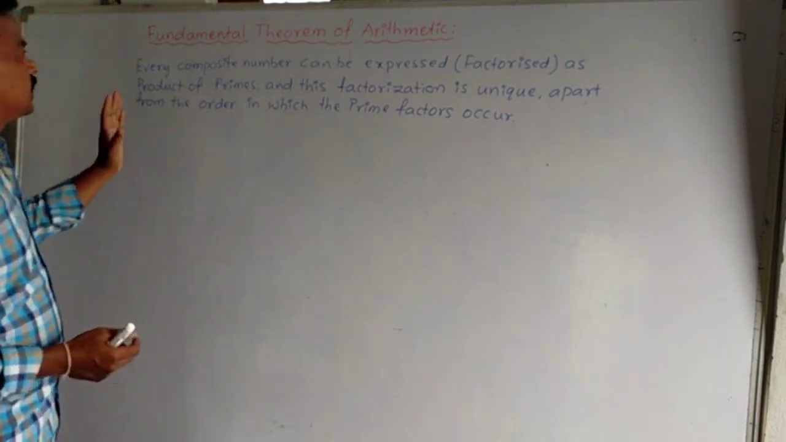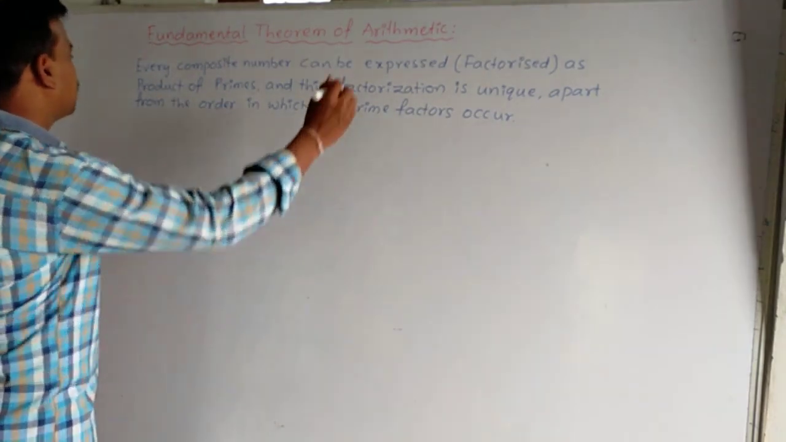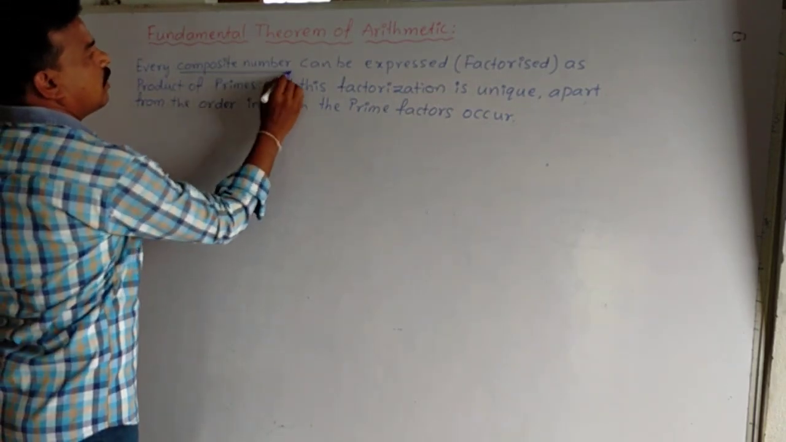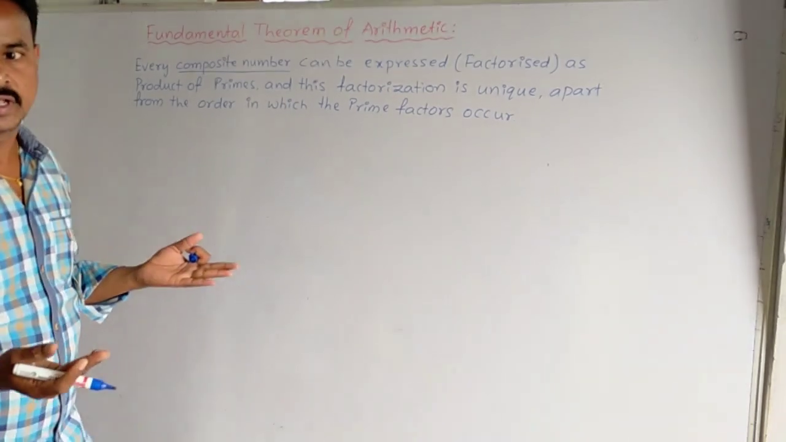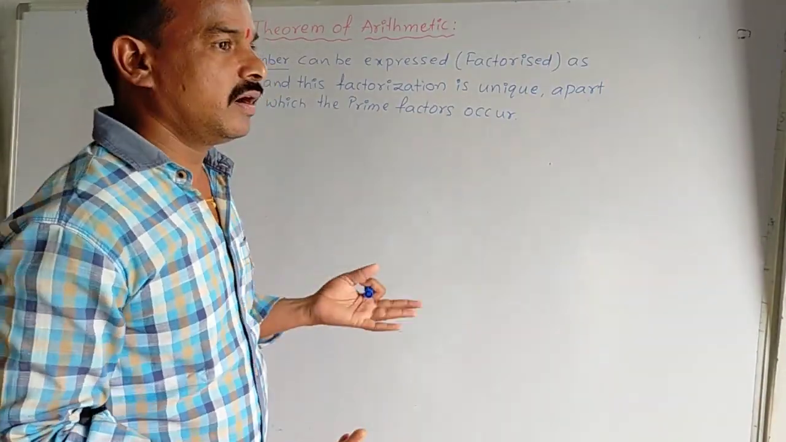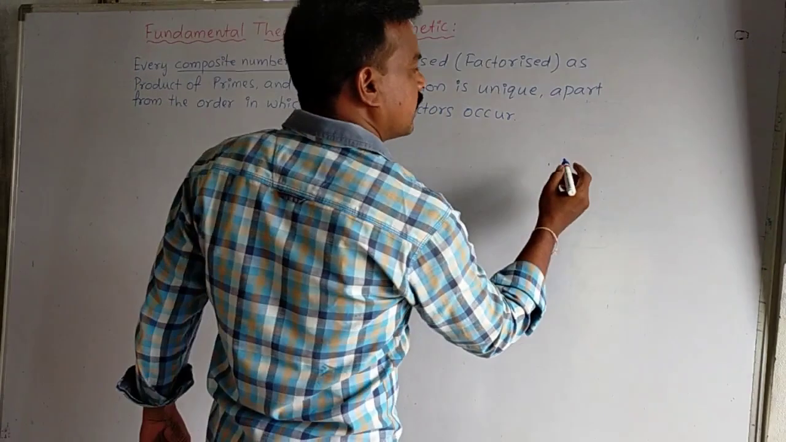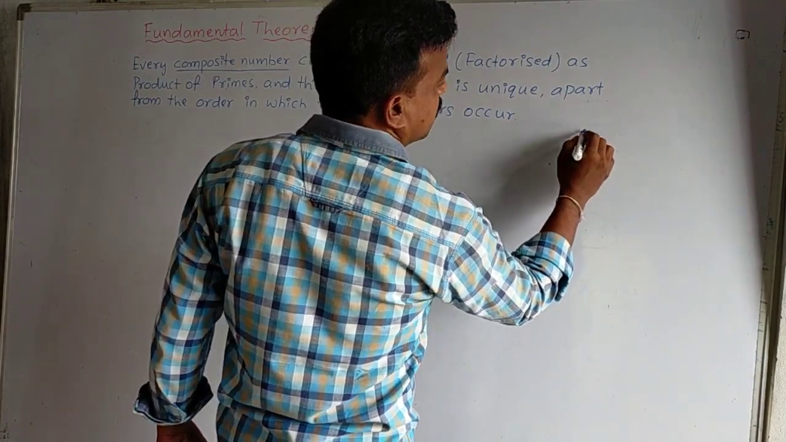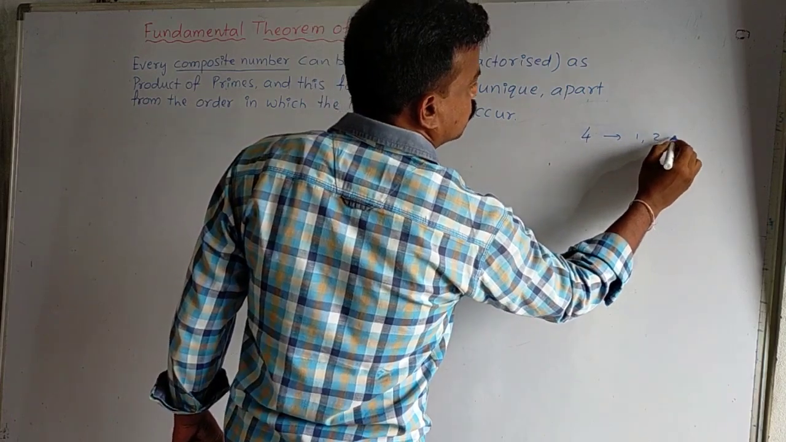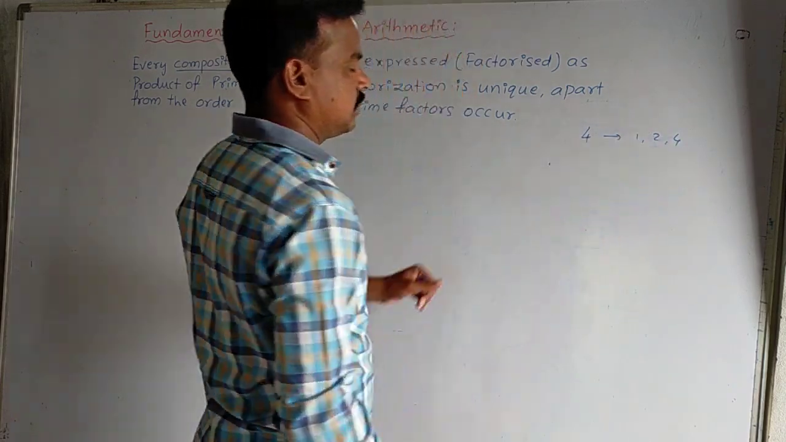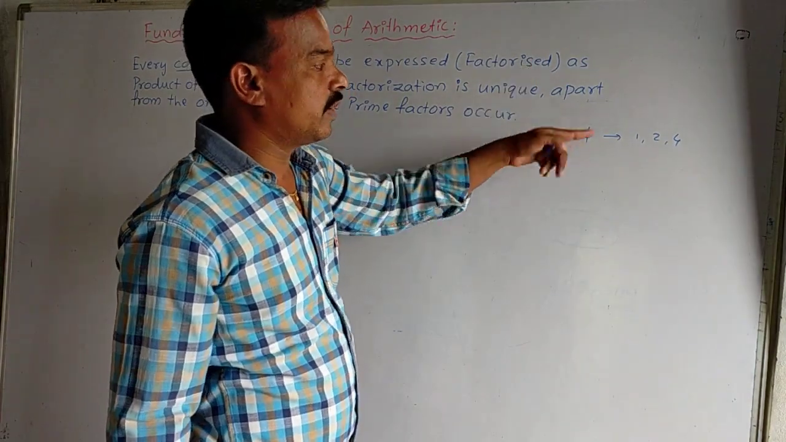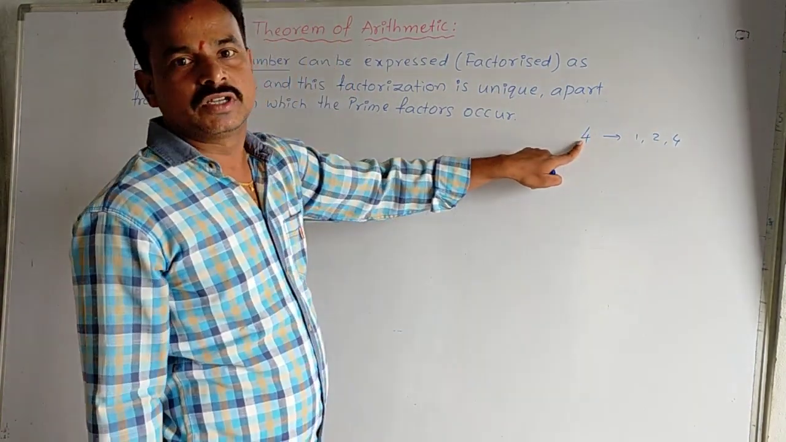What is the meaning of this one? You see here one word, composite number. What is a composite number? We know the number which has more than two factors is a composite number. For example, the first composite number is 4. 4 has 1, 2, 4. These are factors. 4 has 3 factors. That means 4 has more than 2 factors. That's why 4 is a composite number.